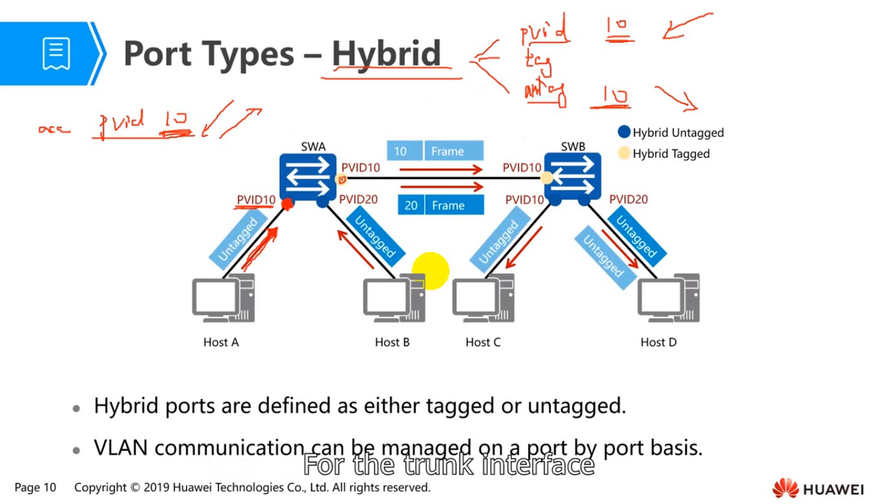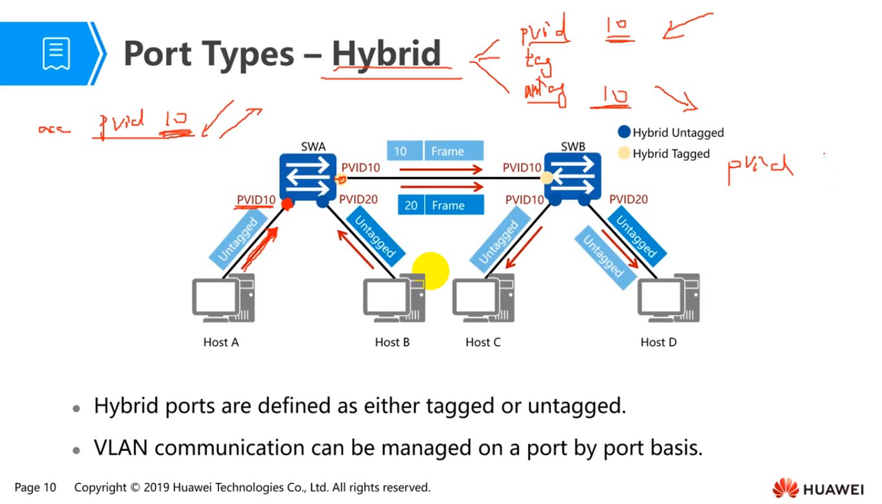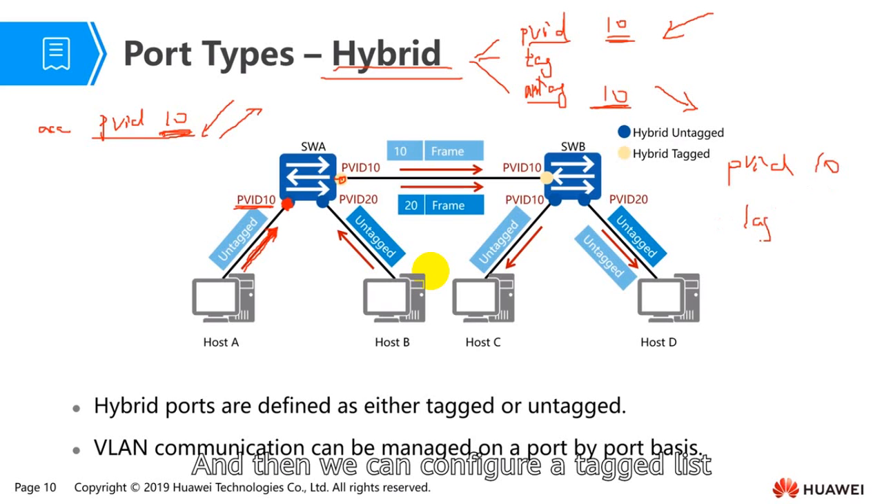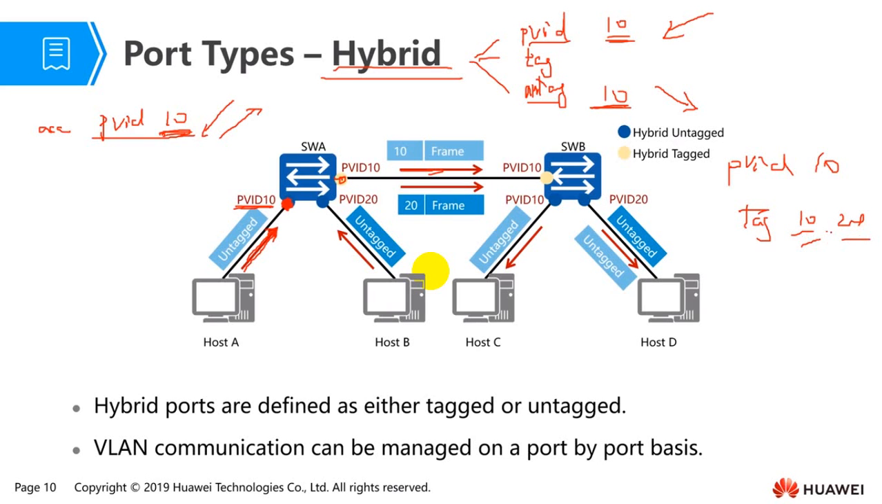And for the trunk interface, we can also configure the PVID. For example, the PVID is 10, and then we can configure a VLAN list, that's 10 and 20. Then all the frames sent out this interface will carry a tag. VLAN 10 and VLAN 20 will be tagged.